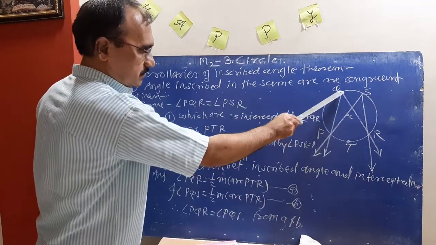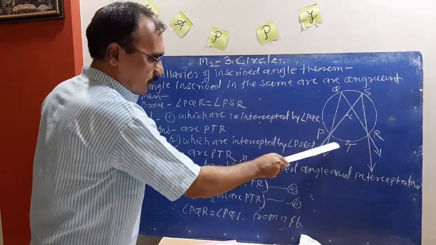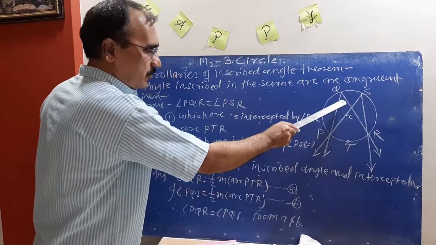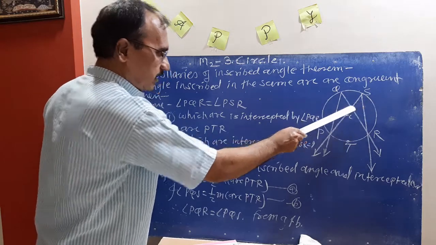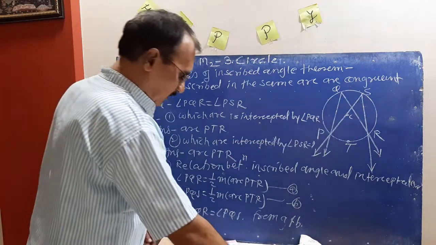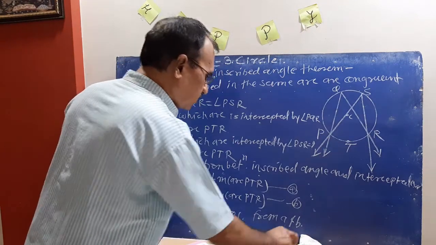This is the first corollary. This angle intercepts arc PTR. This angle also intercepts the same arc. That means the measures of these two angles are equal, or congruent. We can prove it very simply. Then the second corollary.